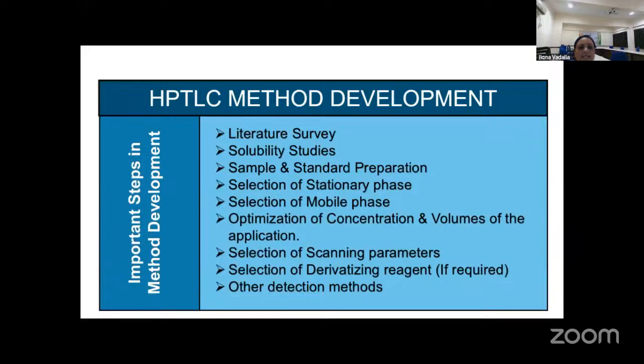Then we can select the scanning wavelength, at which wavelength our compound will give the maximum absorbance. So it is called the lambda max. So selection of scanning parameters, then selection of derivatizing reagent if required. Means if our compound does not have any chromophoric group, at that time it is not visible under the UV light, it is not visible under the 200 to 400 or 200 to 800 nanometer. So it requires the derivatizing reagent.